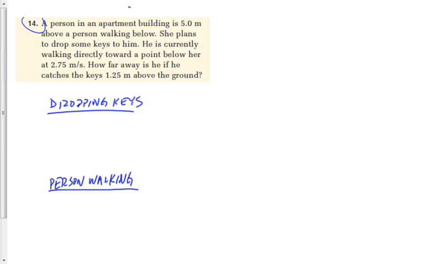The person in the apartment building is 5 meters above the person walking below. She plans to drop some keys. He is walking at 2.75 meters per second. That's a constant velocity. We know that dropping keys experience an acceleration, not a constant velocity, of negative 9.81 meters per second squared. How far away is he if he catches the keys 1.25 meters above the ground?